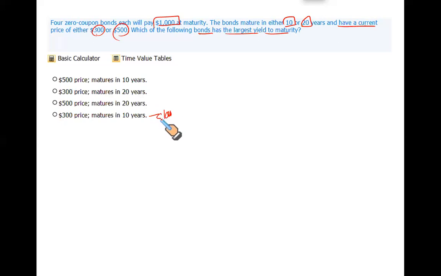So this appears to be the best bond, because the zero coupon bond is best when it is available at the lowest price and matures as quickly as possible. You invest 300 now, a very small amount, and you get $1,000 in 10 years. If you compare it with bond B, you are paying the same amount, but you will get $1,000 after 20 years. So this is not good. So amongst these, bond D is the best option. Lowest price and the shortest maturity period. So D is the best bond.